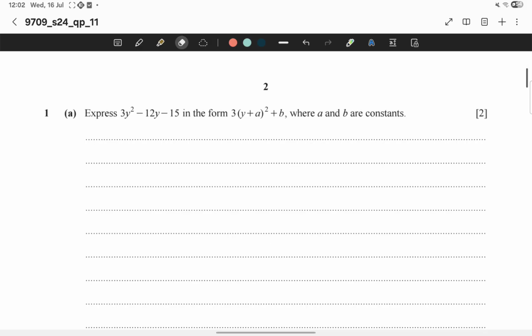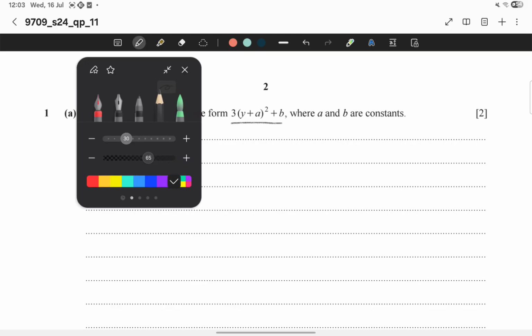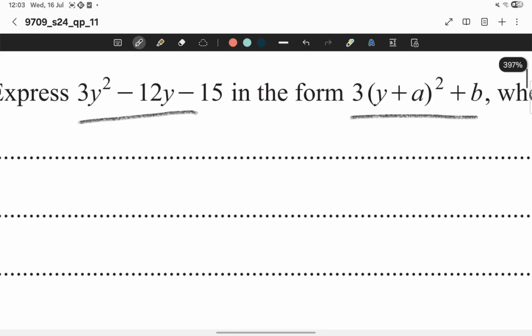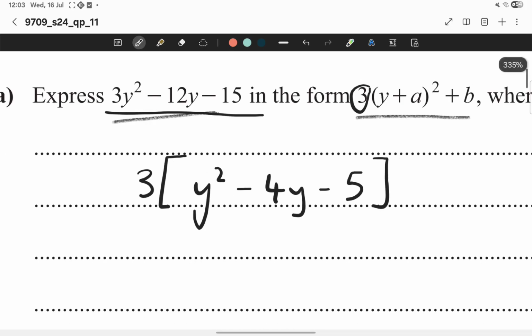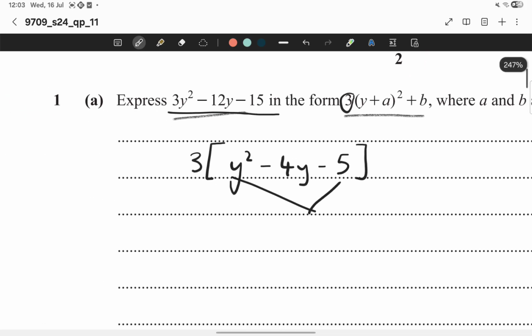Number 1, part A says, express 3y squared minus 12y minus 15 in the form 3 bracket that. Alright, so we're expressing this in this form, right? So we see that there's a 3 outside the bracket here, so that tells us that we need to factor out 3 from the whole expression. So it's 3 times y squared minus 4y minus 5. Then we're going to complete the square for this, right?